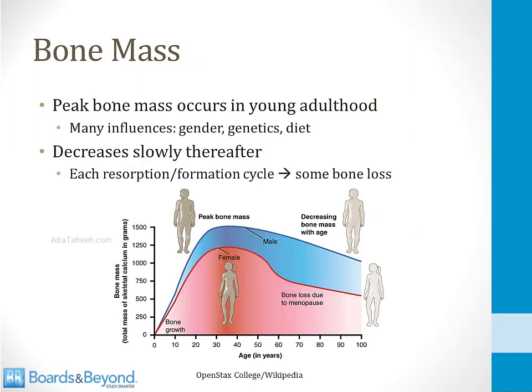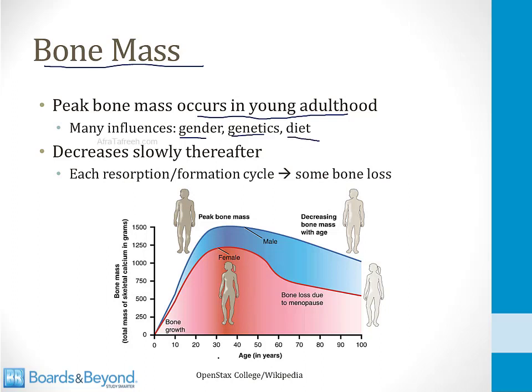So why is osteoporosis more common among elderly white women? Well, in order to answer this question, we have to talk about bone mass. Your total bone mass in your body is not constant throughout your life. It changes over time. Your peak bone mass occurs in young adulthood. So your bone mass increases during childhood and it peaks in young adulthood. And the peak depends on many things. It depends on your gender, whether you're male or female, your family genetics, and also the amount of calcium and vitamin D and other things you consume in your diet.